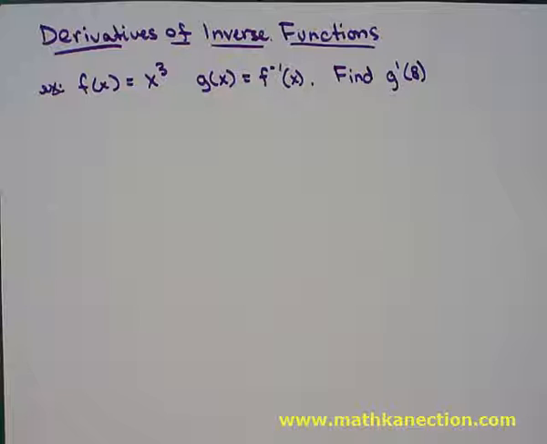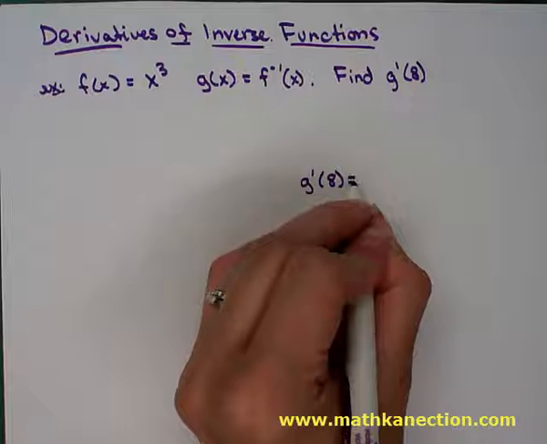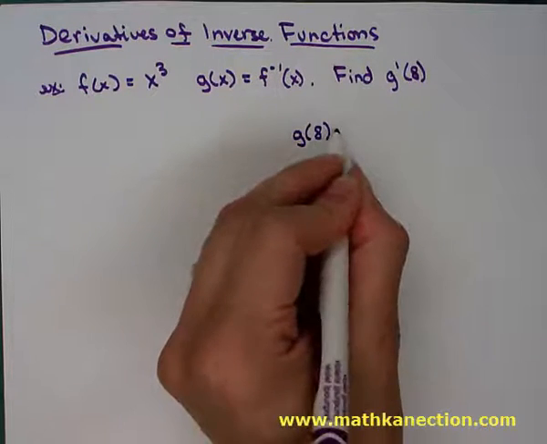For our first example, we're going to find f of x is equal to x cubed, g of x is the inverse of f of x, and we're going to find g prime of 8. Since g prime of 8 is our goal, put that in the lower right corner. We'll also need to know what g of 8 is.